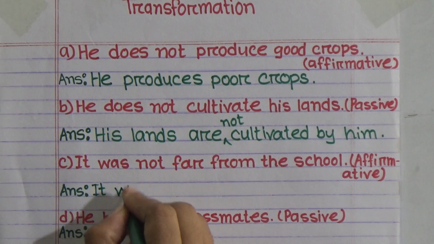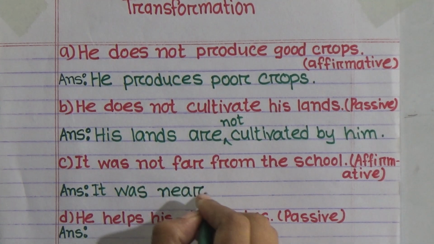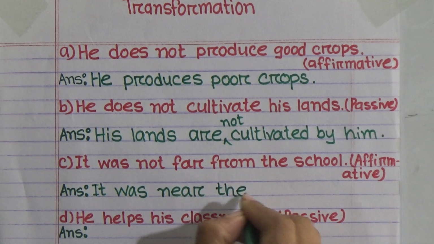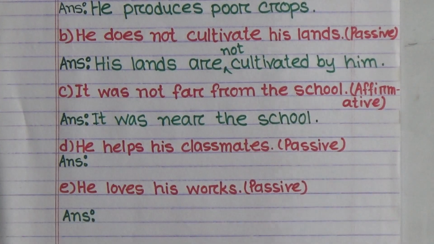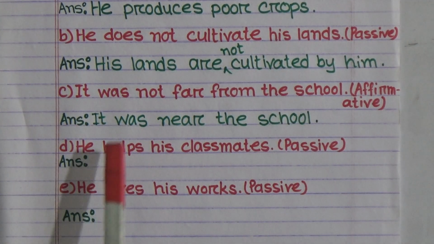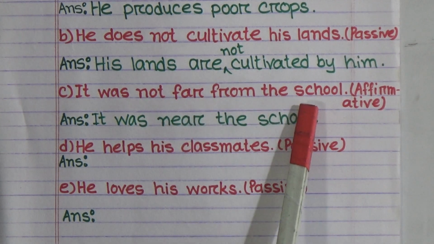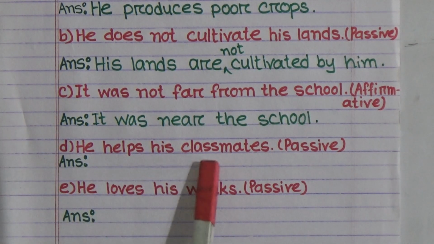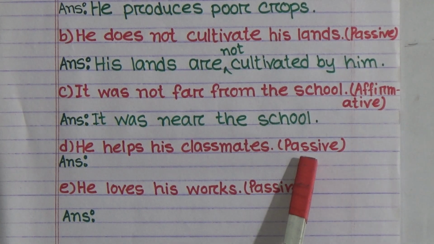It was near the school. So it was near the school. It means it was not far from the school. Now number D, he helps his classmates, and you have to change it into passive.